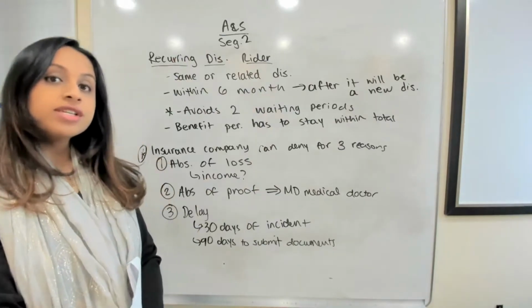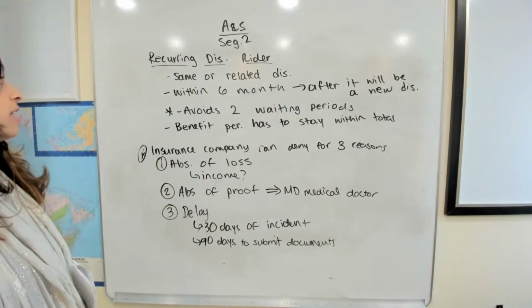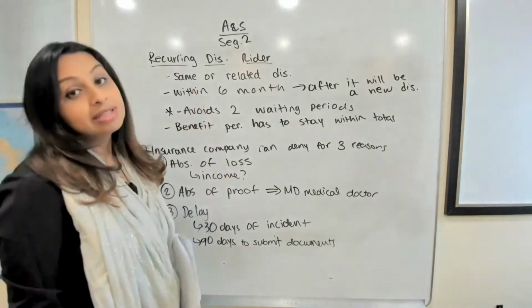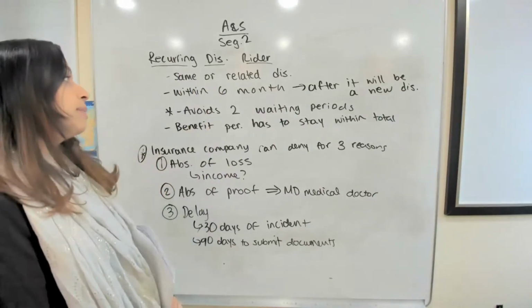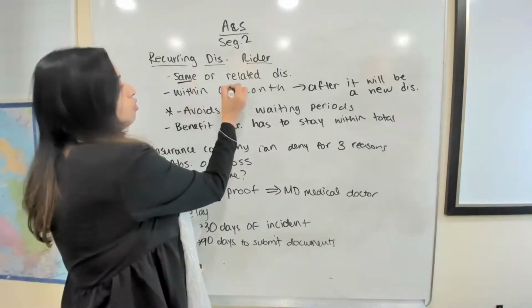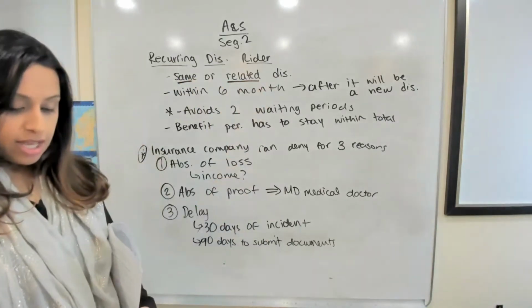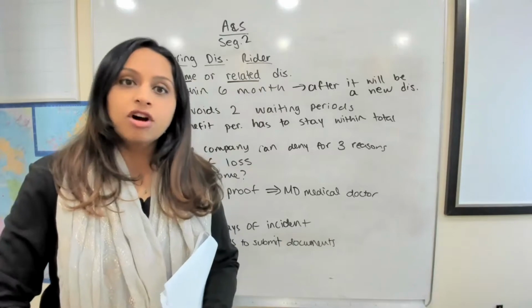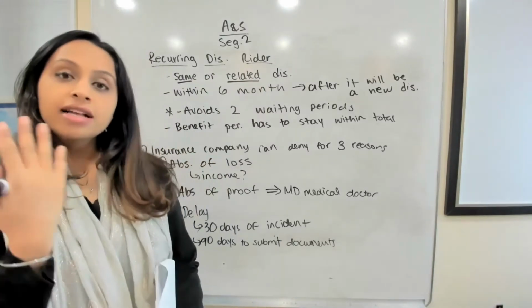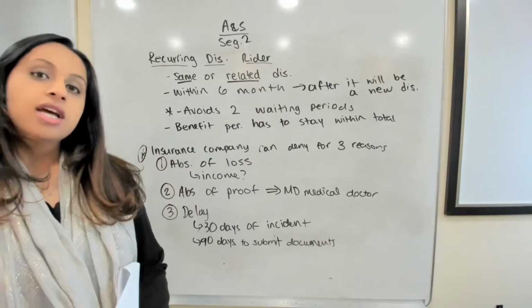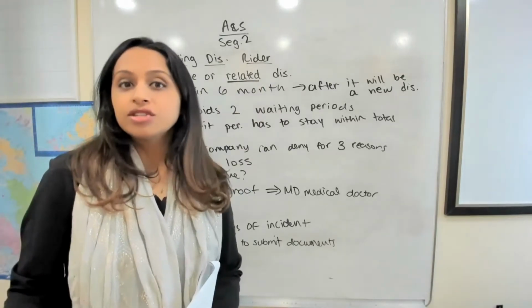So this rider, just as the name suggests, applies if the same or related disability comes back again. It's important to remember that it has to be the same or related disability. It can't be that first, let's say, Tom was complaining about his shoulder and then complaining about his leg. So it has to be the same or related disability that reoccurs within a certain period of time.